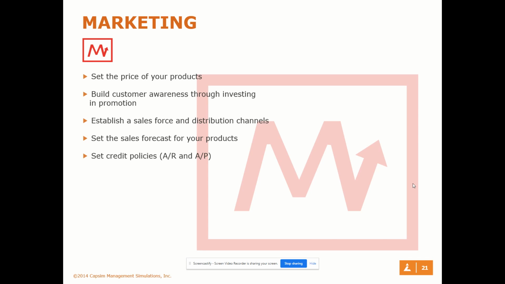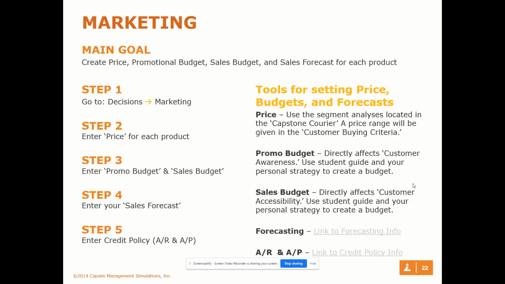Okay. And again, pay attention as you go through the tutorials to learn how these different things are going to affect that. Basically, when you're setting the price of your products and how much you're going to forecast to sell, that's going to impact your budget later on because that's where you're going to get your dollars to make your budget when you're starting to make financial decisions. So basically, our main goal is to create the price, promotional budget, sales budget, and sales forecast for each product.